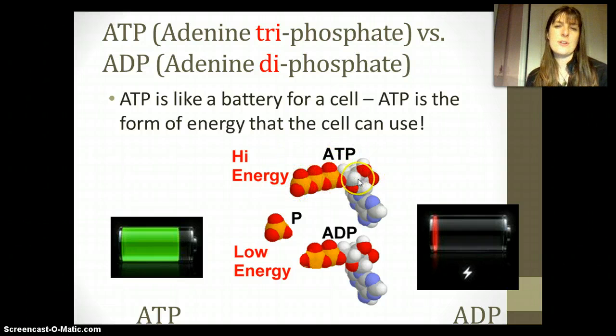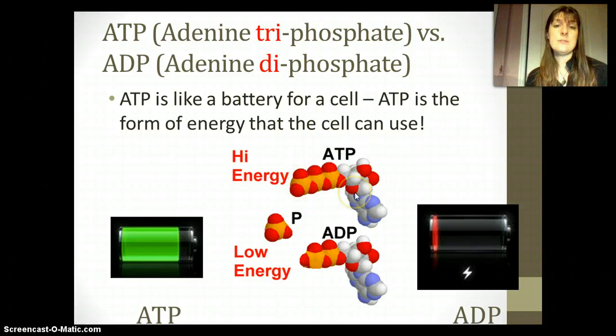When there are 3 phosphate groups all put together, that's kind of like a charged battery. That is a form of energy that the cell is able to use for things that cells do, like building new things, or active transport, or making proteins. Any of those things that cells do are going to require ATP, this usable form of energy.